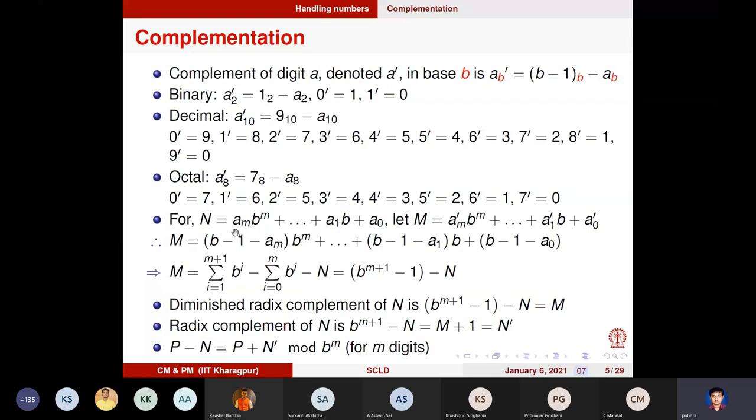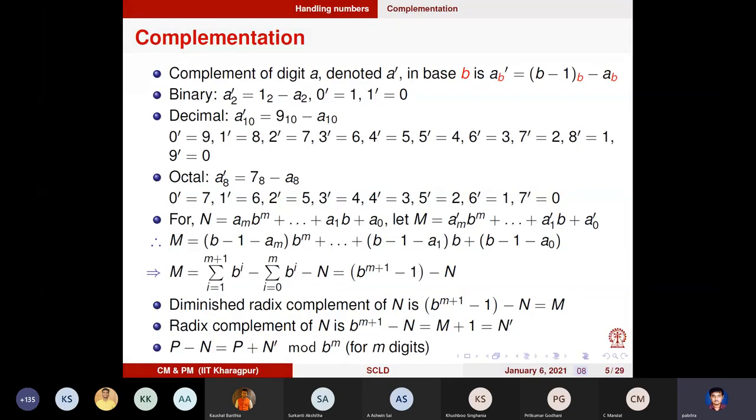Replace every digit by a complement. So in binary, what would this mean? In binary, this would mean flip every digit. If you flip every digit, definitely you'll get a new number m. Let's see what is the value of this new number.